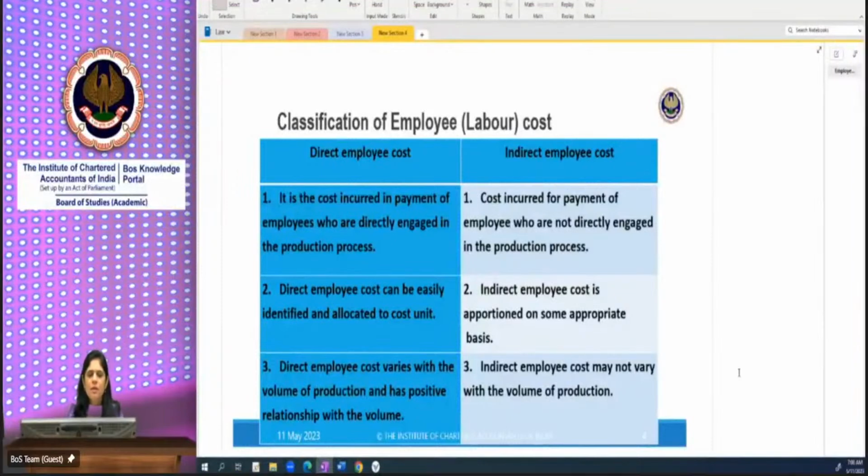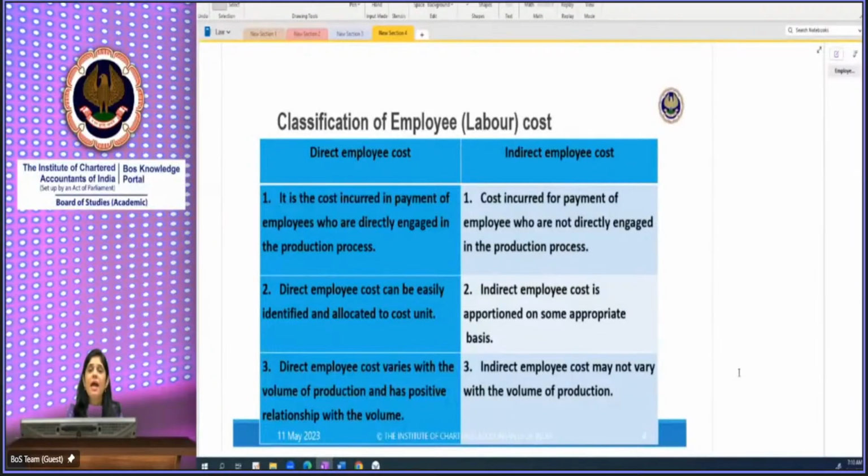Is it clear? So direct employee cost can be easily identified and allocated to the cost unit. Indirect is apportioned. It's a very, very important difference. Direct cost, whether it's material or labor, is always allocated. This is very important with this word. It's always allocated. Indirect cost is always apportioned. You will understand in the overheads unit, after this employee cost, how it's allocated and how it's apportioned.